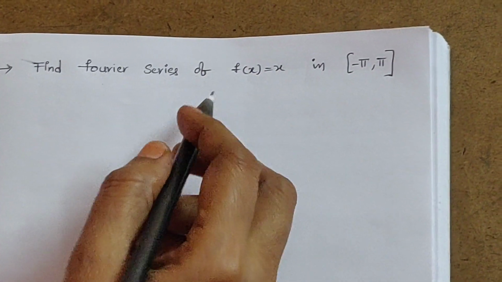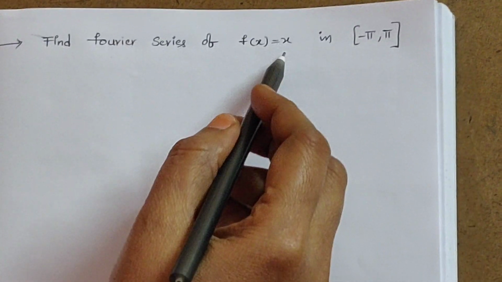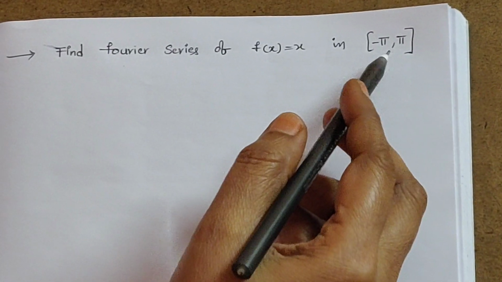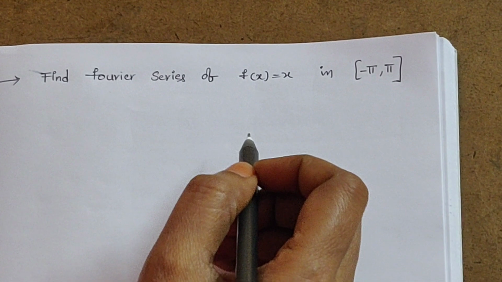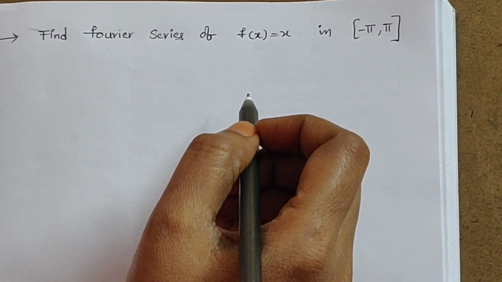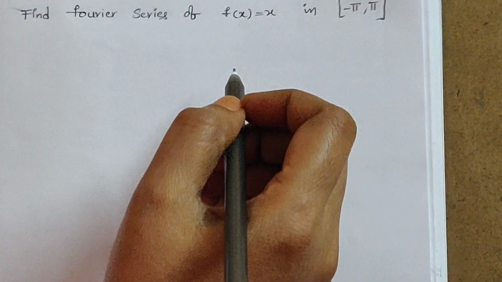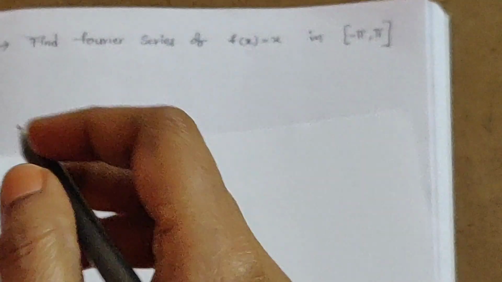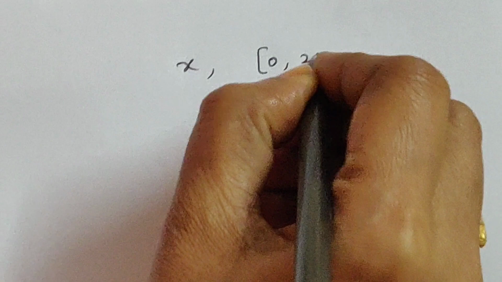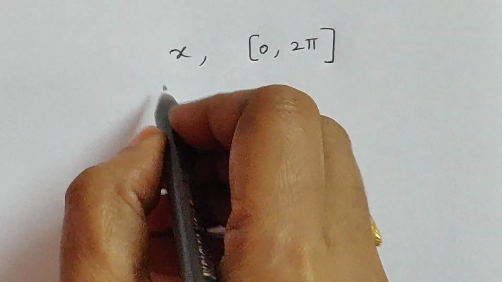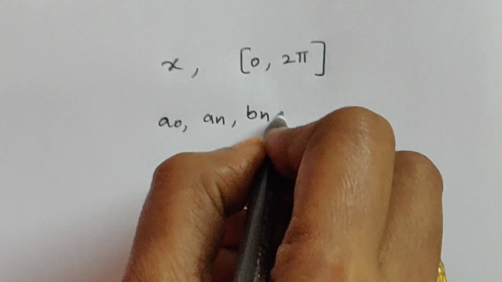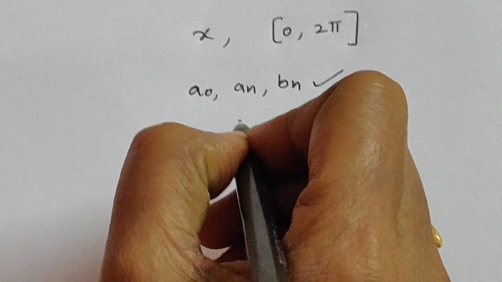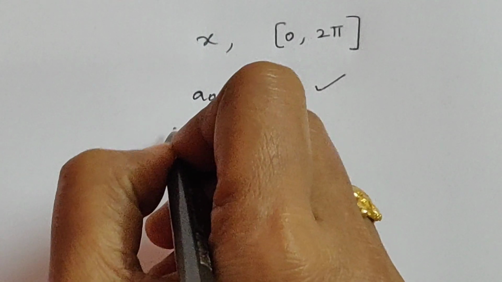Find Fourier series of f of x equal to x in the interval minus pi comma pi. In the starting of the Fourier series problems, in the first video, we determined Fourier series to the function x in the interval 0, 2 pi. There we calculated a0, an and bn, the three Fourier coefficients, and we used those values in the expansion.